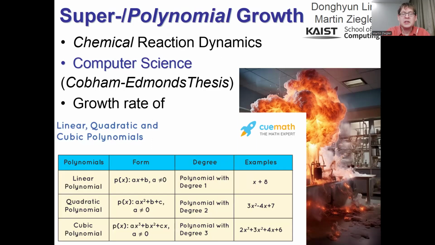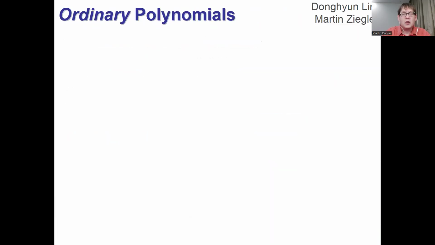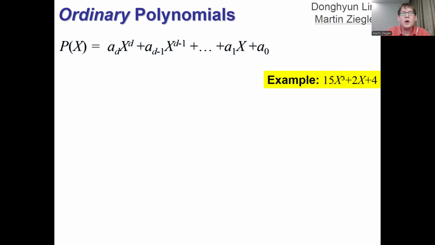So here you see some examples of polynomials, and they are subclassified with respect to their degree. So linear degree, quadratic polynomial, cubic polynomial, quartic polynomial. Lower degree means even more efficient, essentially. So what is a polynomial after all? Here you see an example. And here you see a general form of a univariate polynomial, let's say over natural number coefficients.